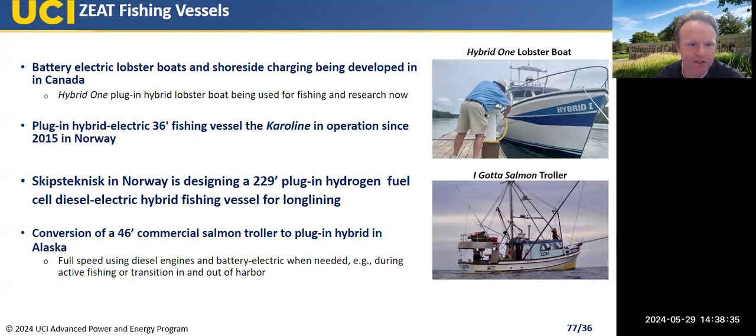There is a plug-in hybrid electric boat called the Caroline that's been in operation in Norway since 2015. It's also a nearshore coastal boat. It pulls pots, and I think it does some long lining and gill nets. So again, it's not going very far. I don't think it has high power requirements. So another example of picking an opportunity. There's another vessel in Norway. I'm not going to try to say that name. I'm not sure how to say that, but it's a 229-foot plug-in hydrogen fuel cell diesel electric hybrid fishing vessel that they're designing for long lining.